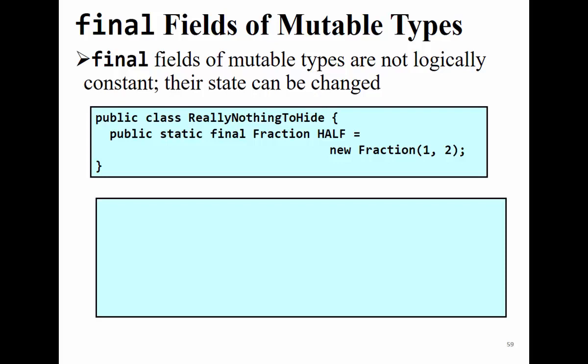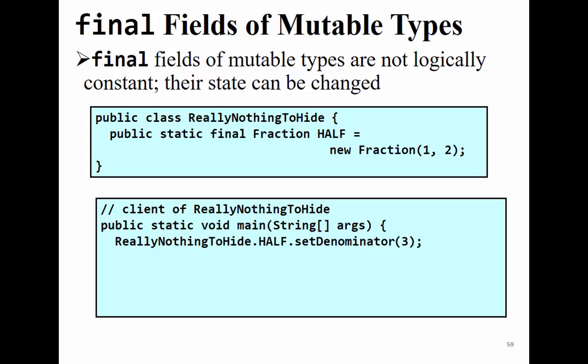So this is a fraction. We define a new fraction, 1/2. And we say this is a final fraction half. The only final here is the half itself, the reference in memory, but not the state, 1 or 2. So if the client goes and sets the denominator to 3, this is legal, it works. So with a final fraction here, and we give a set operator to the client, they can access the final and change the state of that denominator, which becomes 1/3. You have to be careful.